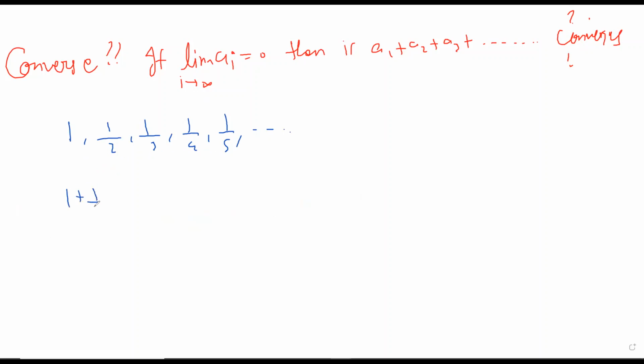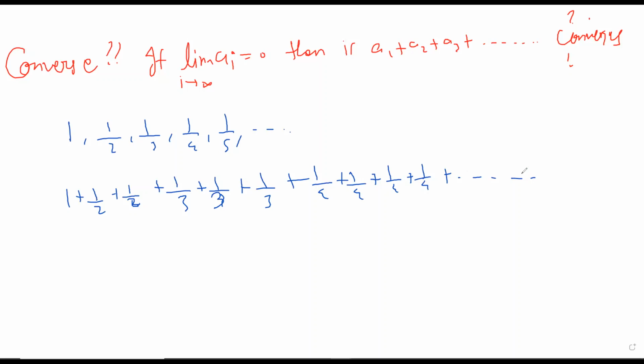Now what I can do is I can repeat the terms. I can take the half 2 times. I can take the 1 by 3 3 times. And so on. I can take the 1 by 4 4 times. Now you see clearly, if you look at this sequence, the terms are still going to 0, but they're taking a very long time to do that. And clearly this is not convergent, right? Because this is 1 and this is 1 and this is 1 and this is 1. It will go to infinity.